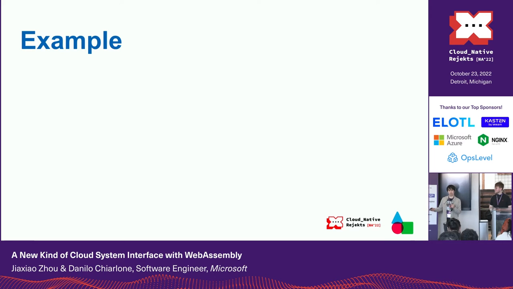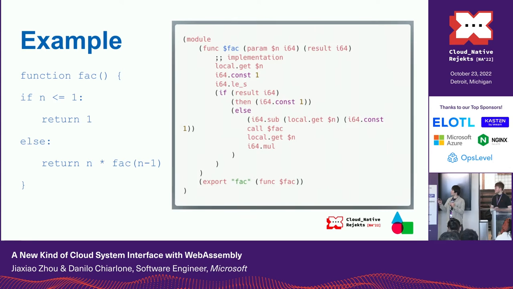So I want to show you a quick example of a WebAssembly program. We want to write a factorial function, which takes an integer and checks if it's smaller or equal to 1. If it is, then return 1, otherwise recursively call factorial of n minus 1 times n. And the code on the right side is the WebAssembly text format, or WAT in short. It starts with a module, which is the smallest unit of runnable WebAssembly. And inside of that module, you define functions.